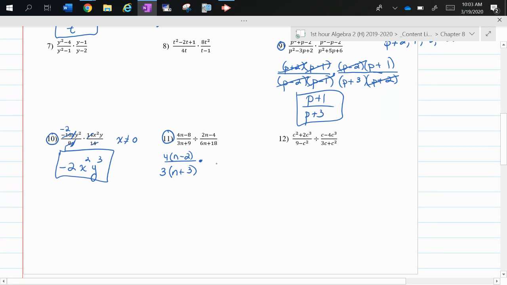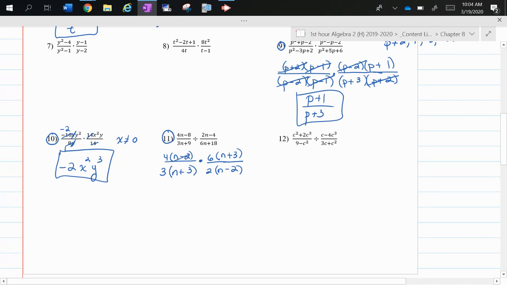So instead of 2n minus 4 being in the numerator, now it's going to be in the denominator. And I'm going to go ahead and factor out a 2 all at the same time. I think we can handle that. And in the numerator now we have 6n plus 18. So I'm going to factor out the greatest common factor, which is a 6. 6 times n plus 3. And then I'm going to look to see what I can simplify.